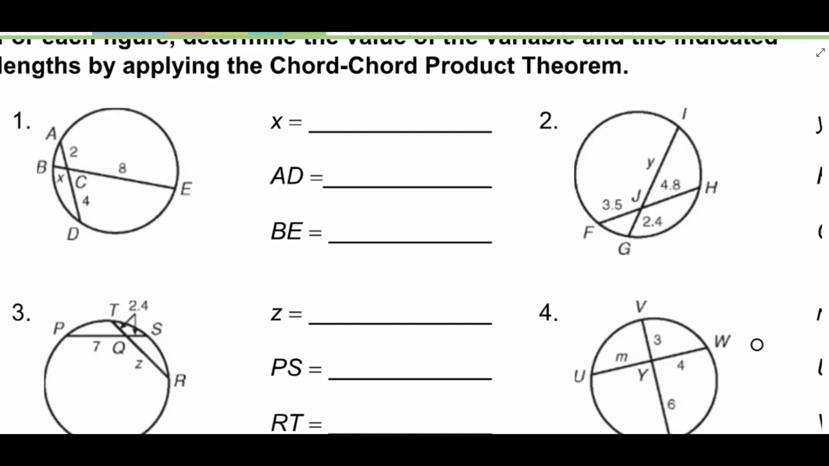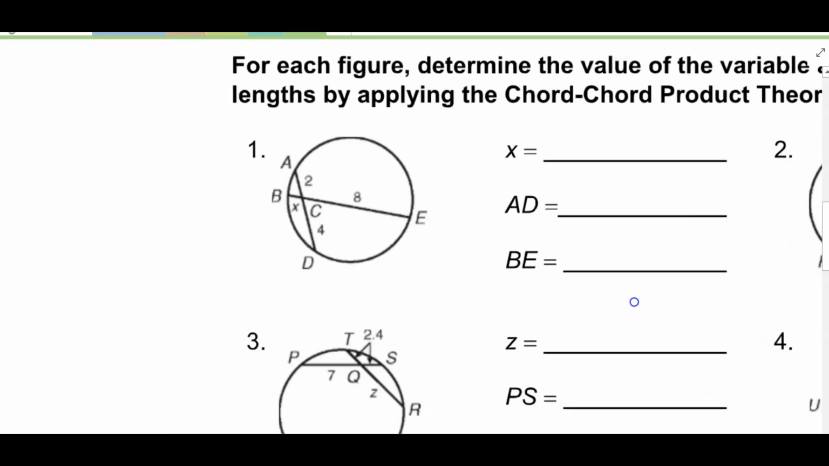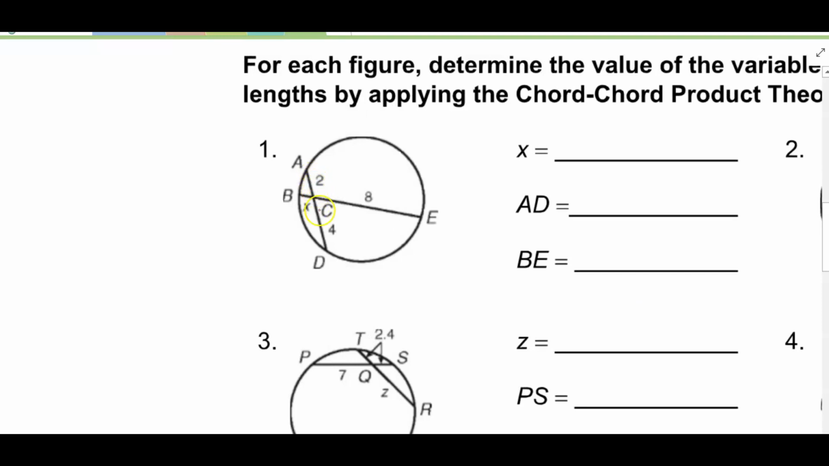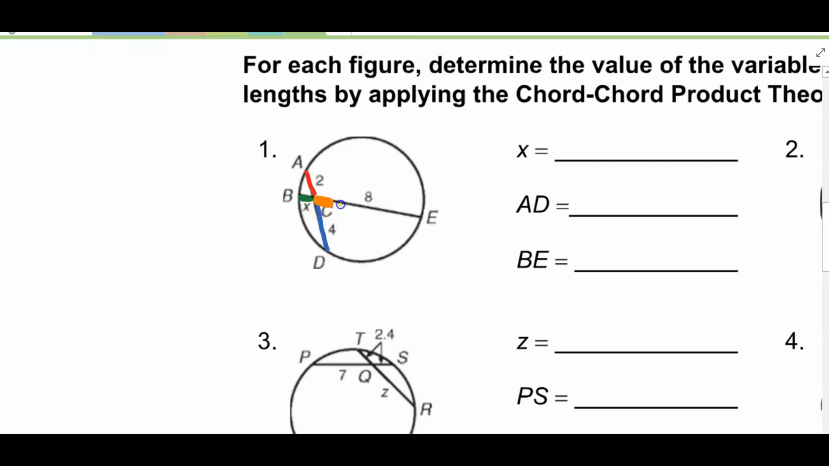When we have two chords that cross paths inside of a circle, we have a rule that's going to say the product of the two pieces of one equals the product of the two pieces of the other. And of course, product means multiplication. So if I'm looking at chord AD, I see it split into 2 and 4. I see chord BE split into x and 8.